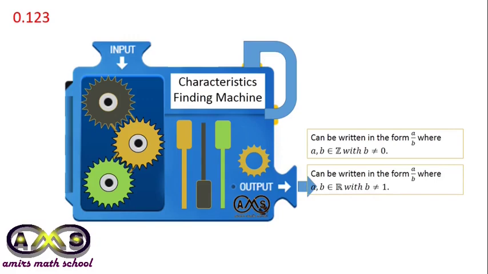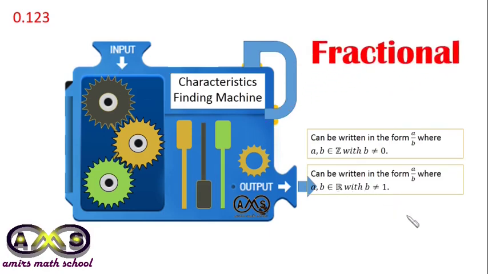The next one: can be written in the form a by b, where a, b belong to real numbers, with b not equal to 1. That is, the given number can be expressed as a fraction where the denominator is not equal to 1. So the number belongs to the fractional numbers.